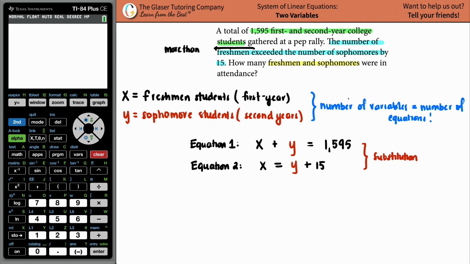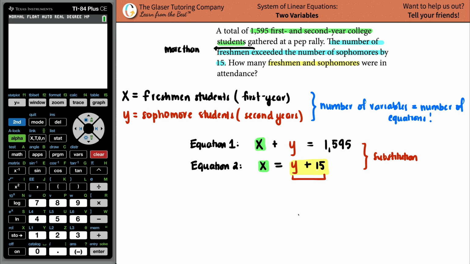And what you're going to be substituting is for whatever is the formula that just has the x equals or the y equals. In this case, it's the x equals. You're going to use the rest of the formula and plug it in for the x value of the other formula. So instead of saying x plus y equals 1,595, what was x?